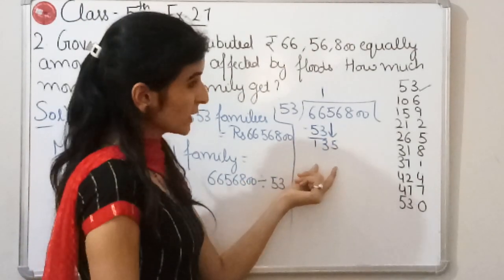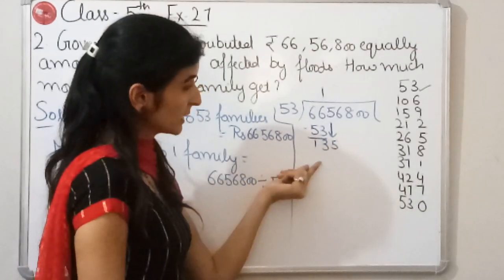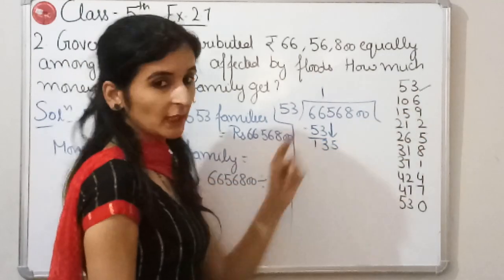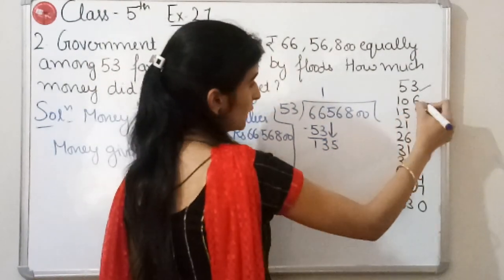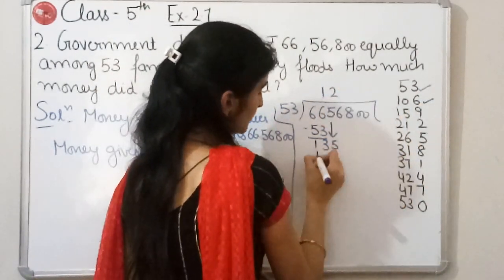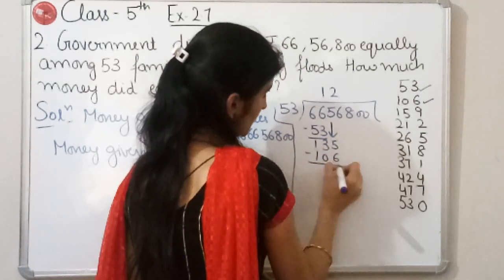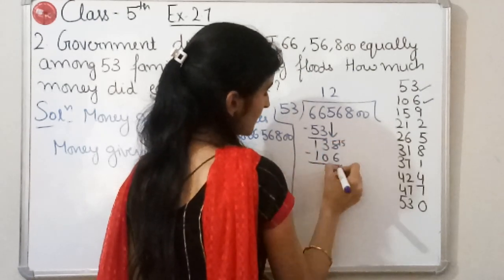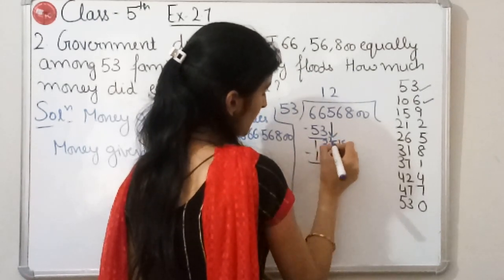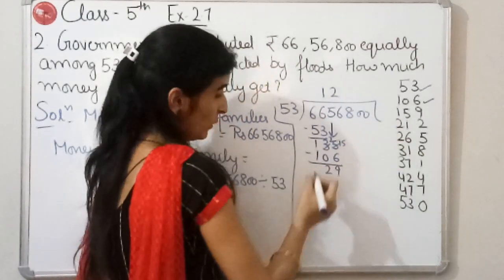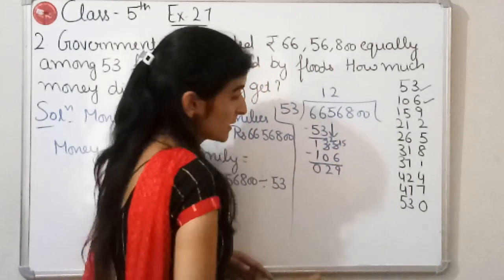135. Now which number is nearby 135? That is 106. So it will go on 2. 15 minus 6 is 9. 2 minus 0 is 2. 1 minus 1 is 0.